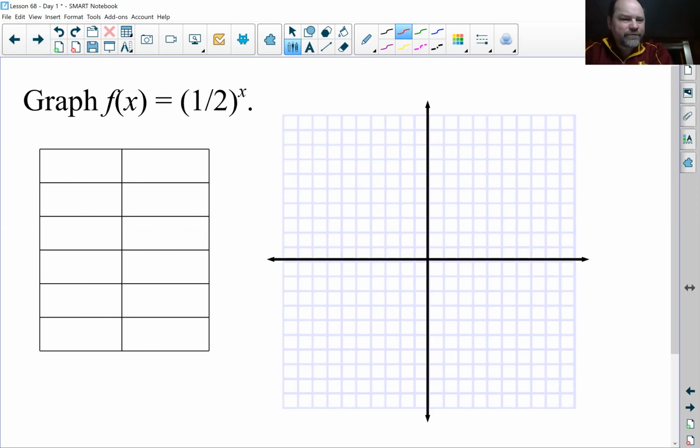So what happens if we have the base 1/2? f of x equals 1/2 to the x power. This is going to be 1, 1/2 to the 0 power is 1. 1/2 to the first power is 1/2. 1/2 squared, 1/2 times 1/2 is 1/4.